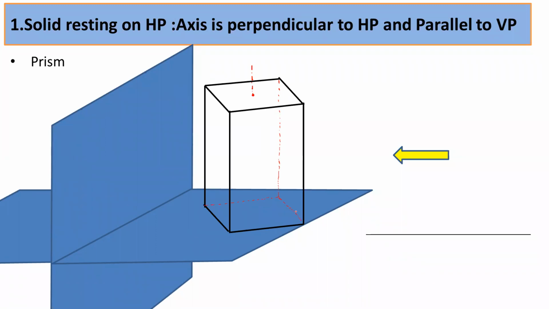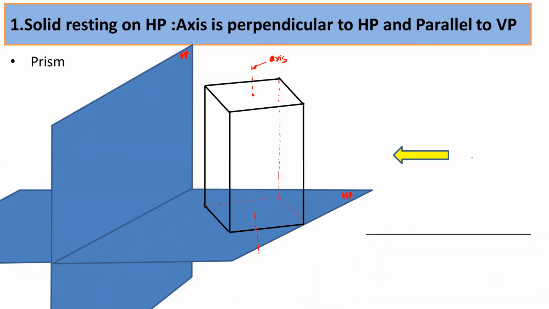Okay, so you can draw this diagram. This is a three-dimensional representation. We have to prepare its two-dimensional representation, that is the front view and the top view. So this is the axis. This axis is perpendicular to the HP and it is parallel with the vertical plane. So this is the position given.